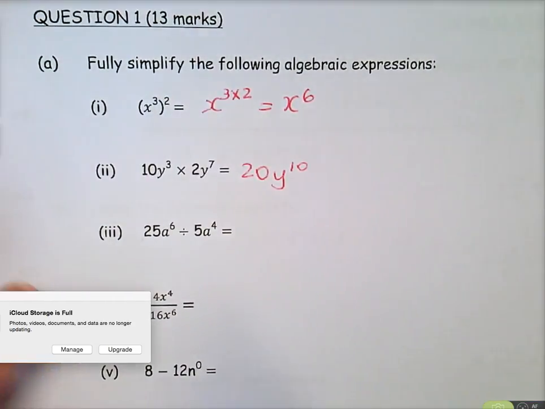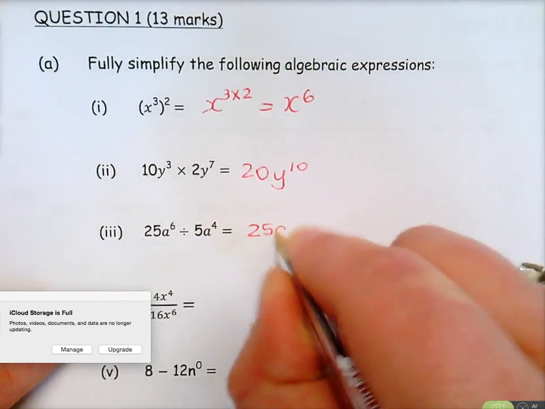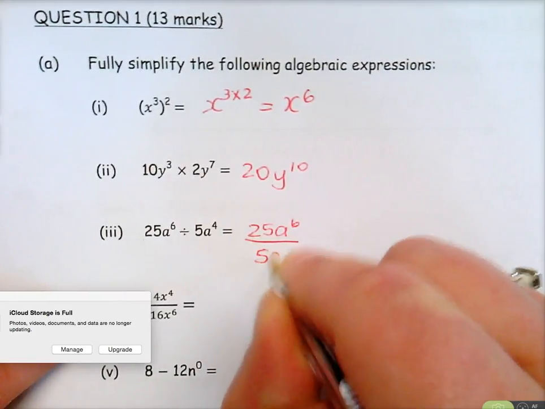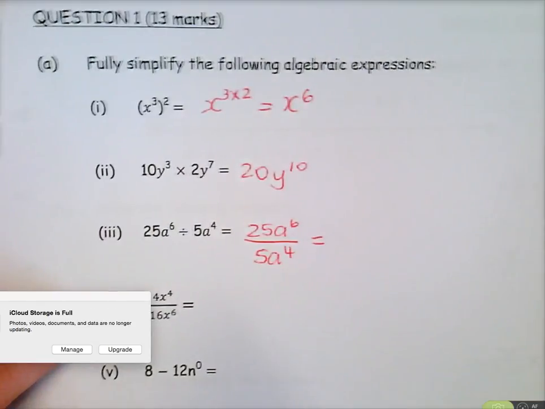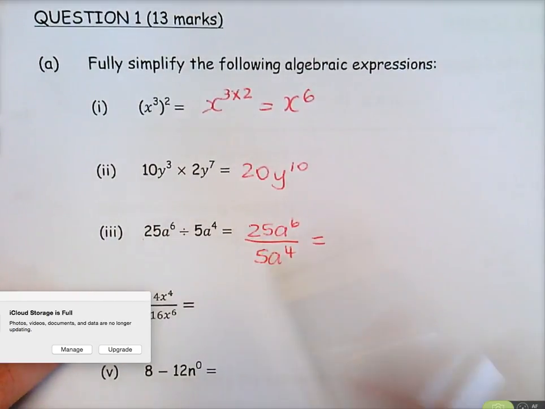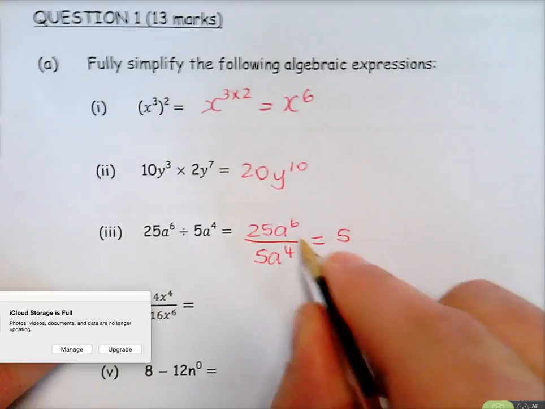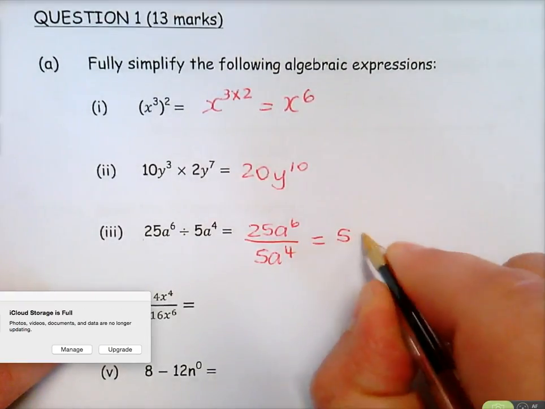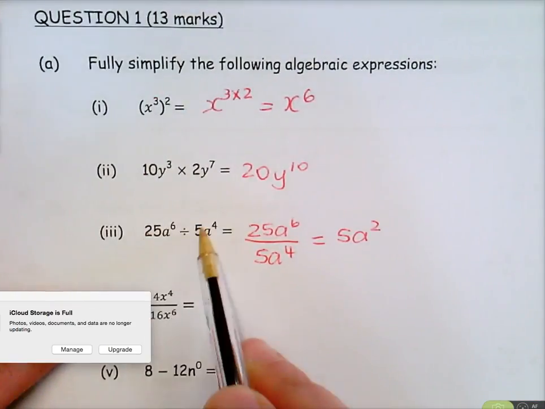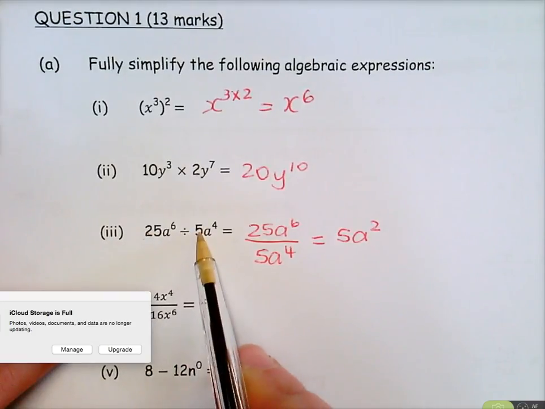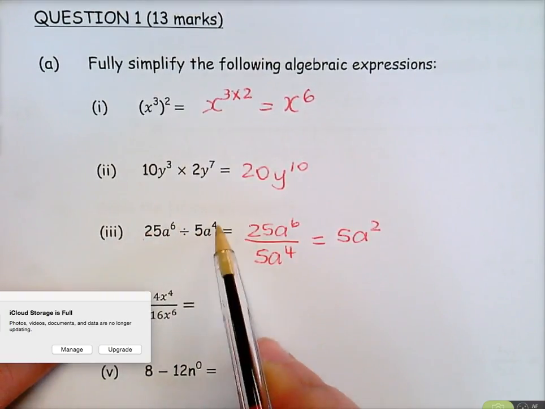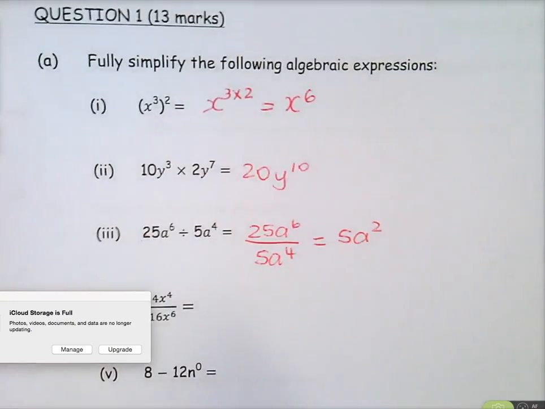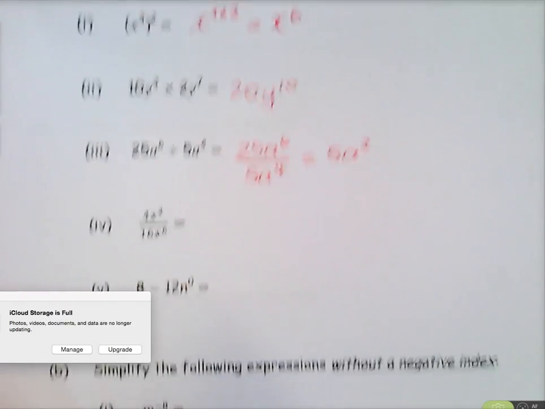With the next one, you could do this two ways. You can actually rewrite it as a fraction if you want. Some people find that easier. 25 divided by 5 is 5, and a to the 6 divided by a to the 4 is a squared. Or you could have done it like this: 25 divided by 5 is 5, a to the 6 divided by a to the power of 4 is a to the power of 2. So either way would have been fine there.